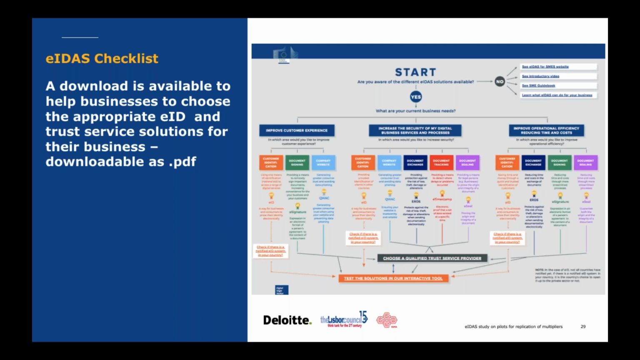So you can see on the right, it's a downloadable PDF document again, and we start with a question about awareness. Does the user have any awareness about what eIDAS is? If not, we guide them to the appropriate material to give them that knowledge and generate that awareness about the basics of eIDAS. If they do have some knowledge, we then dig a bit deeper into their current business needs, and then move down, guiding them towards the appropriate solution or solutions for their specific business.